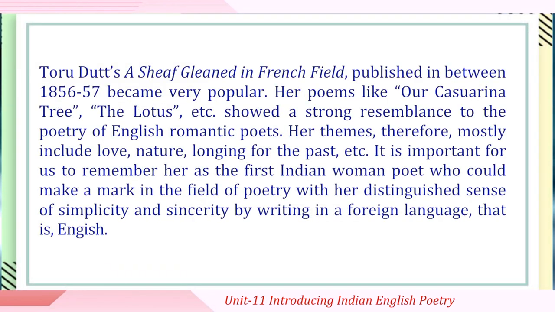Toru Dutt's A Sheaf Gleaned in French Fields, published in between 1856-7, became very popular. Her poems like Our Casuarina Tree, The Lotus, etc. showed a strong resemblance to the poetry of English Romantic poets. Her themes, therefore, mostly include love, nature, longing for the past, etc. It is important for us to remember her as the first Indian woman poet who could make a mark in the field of poetry with her distinguished sense of simplicity and sincerity by writing in a foreign language, that is English.